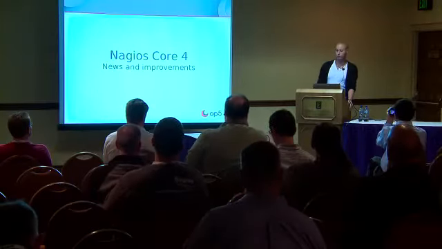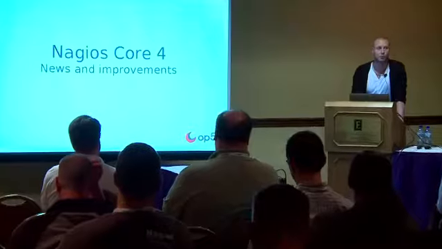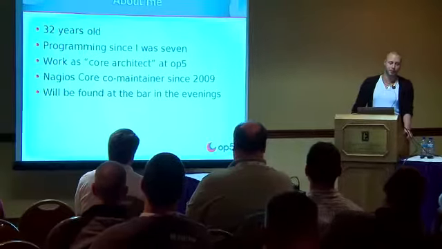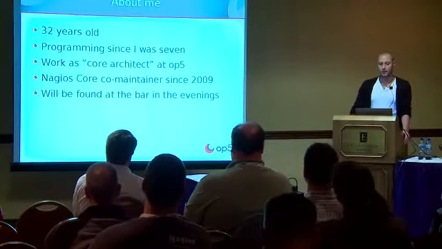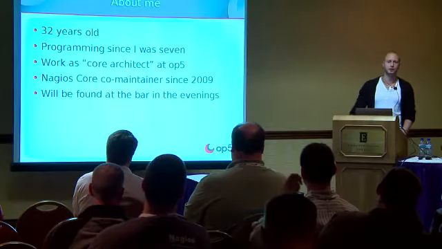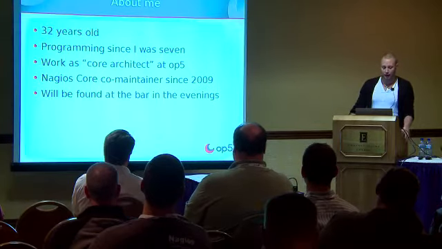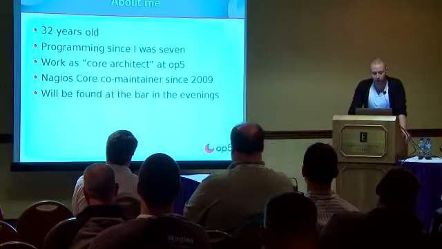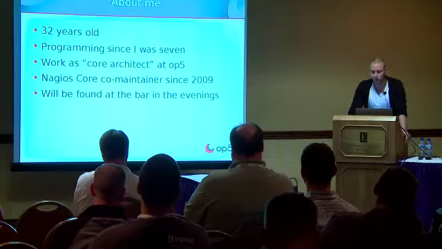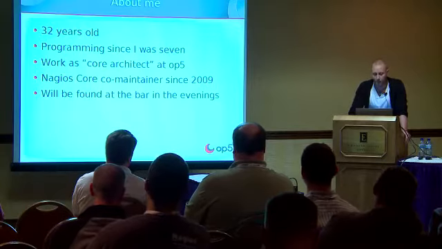I'm going to be talking about Nagios Core 4, what's new in there, and the various improvements that have been done that will affect you as the user groups. I'm 32 years old for another month, which is good. I've been programming since I was around 7, and I work as a core architect at OP5. Core architect is somewhere between a system designer and software developer and presentation monkey or something. I am one of the co-maintainers of Nagios Core since about 2009, and I will be found at the bar in the evening. So if you have any questions you don't want to ask now, just look me up there. Right.